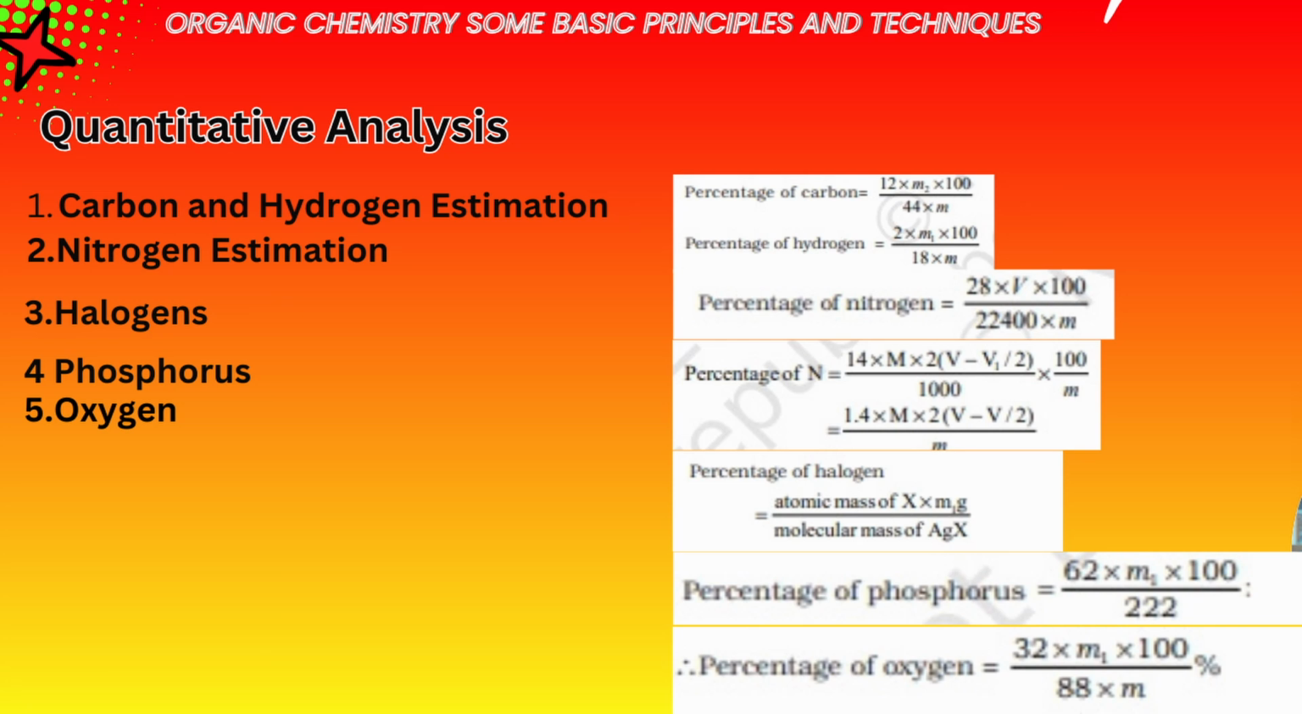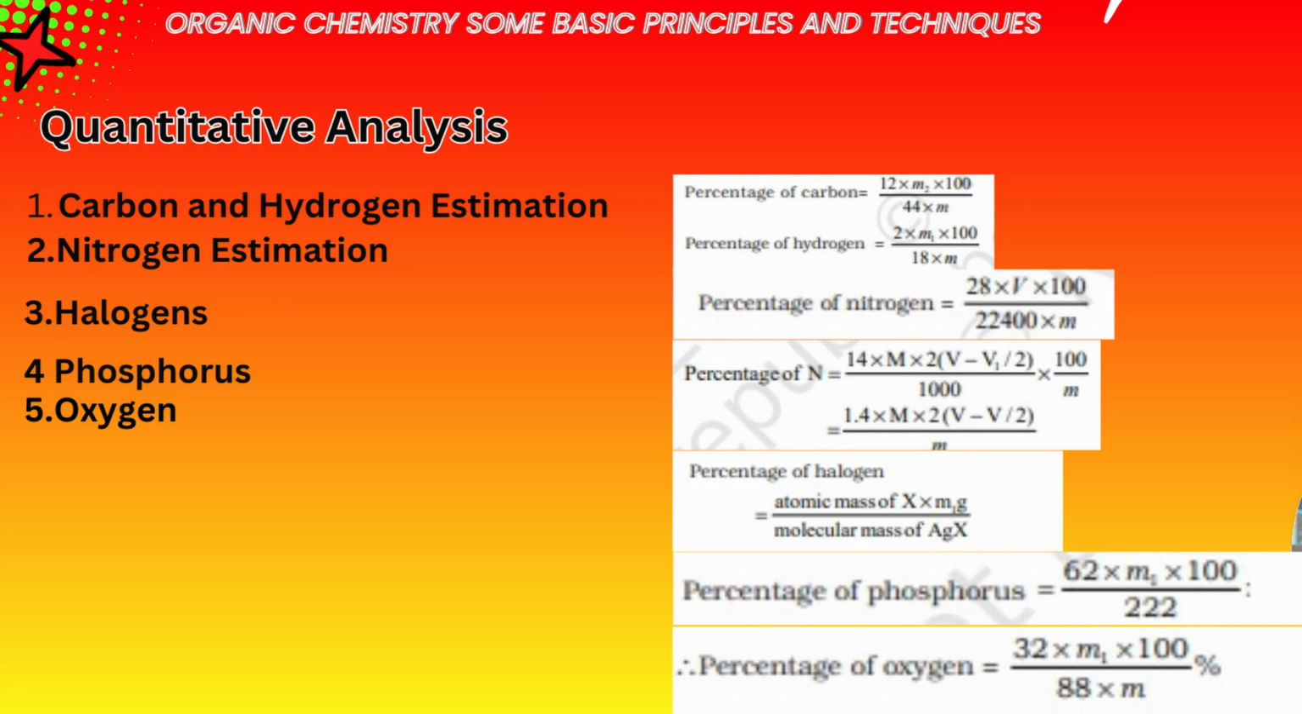Phosphorus is oxidized and precipitated as ammonium phosphomolybdate or magnesium pyrophosphate. For ammonium phosphomolybdate, percentage of phosphorus is equal to 31 divided by 1877 into m1 divided by m into 100. For magnesium pyrophosphate, percentage of phosphorus is equal to 62 divided by 222 into m1 divided by m into 100.